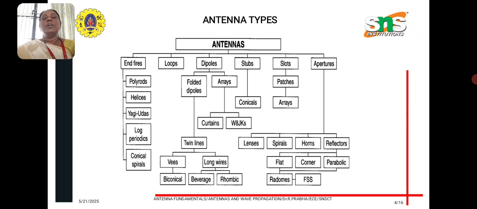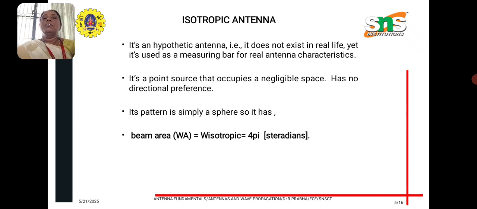And now we are going to see the antenna types. There are several antenna types based on different parameters. Some of the classifications given here are end-fire antenna, loop antenna, dipole antenna, stub antenna, slot antenna, and aperture antenna, and also its various classifications. An important antenna type is the isotropic antenna. This isotropic antenna is a hypothetical antenna, not existing in real life, because it is used only as a measuring bar for real antennas and their characteristics.